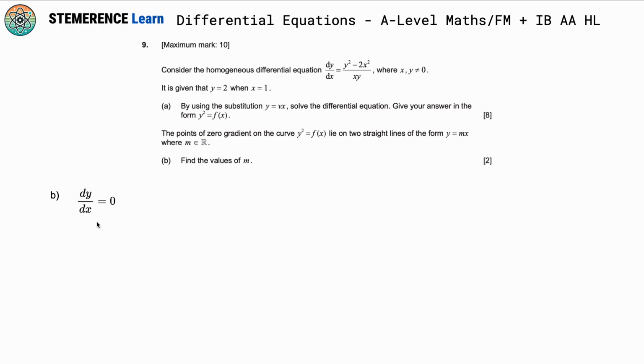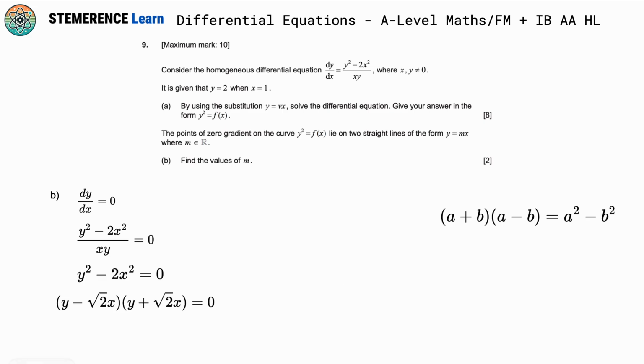So then we get this. And then if we simplify it further, then we plug this over here. So we get y squared minus 2x squared over xy. Multiplying both sides of this equation gives us y squared minus 2x squared equals 0. And then if we use this identity over here, we can transform this expression into y minus root 2 times x, times y plus root 2 times x equals 0.